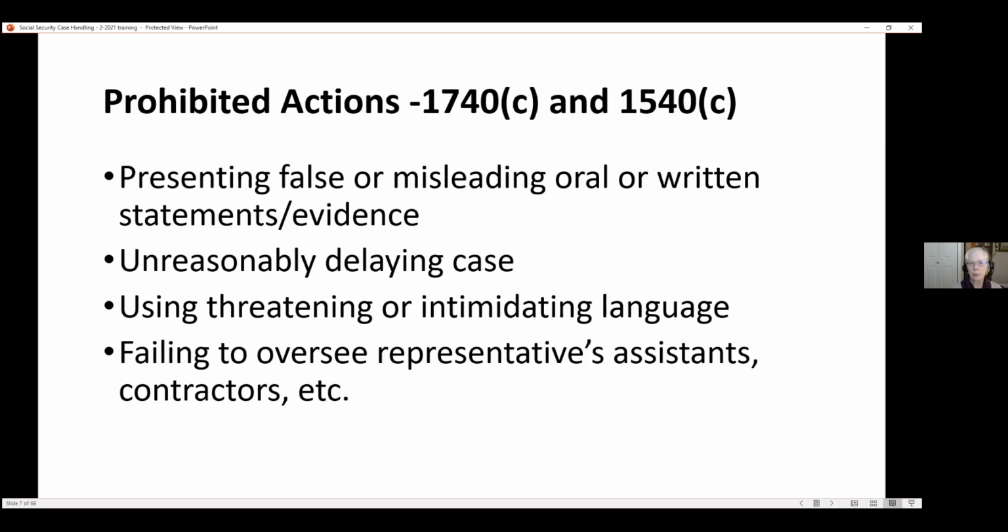Becky, we have another question. How do you make these disclosures to SSA? Written letter describing actions you took, phone call? Oh, definitely written letter. Written letter submitted through the electronic record system.